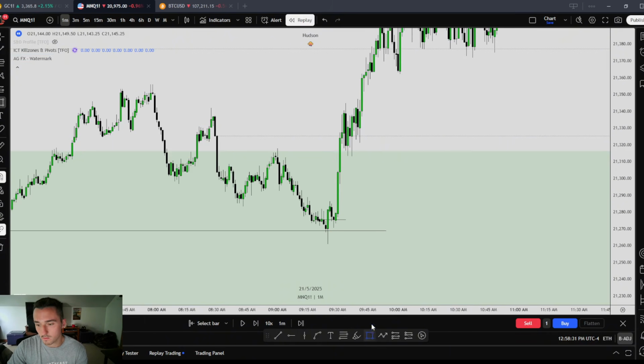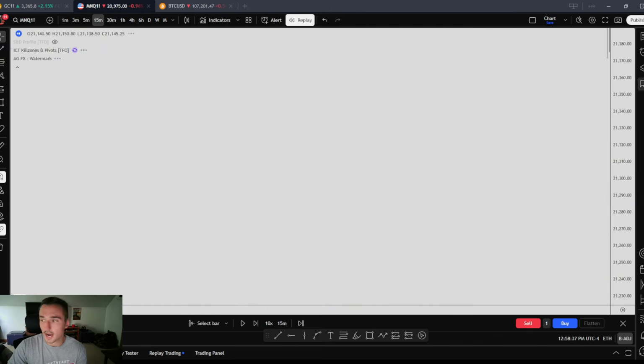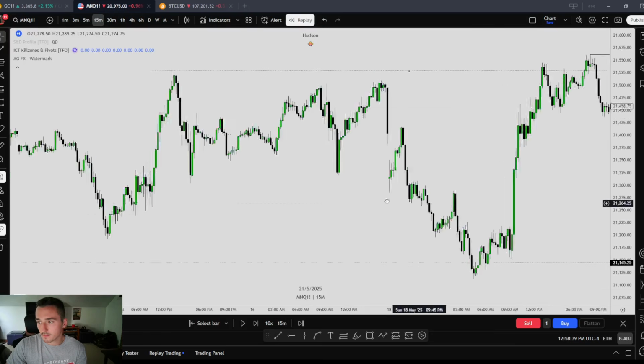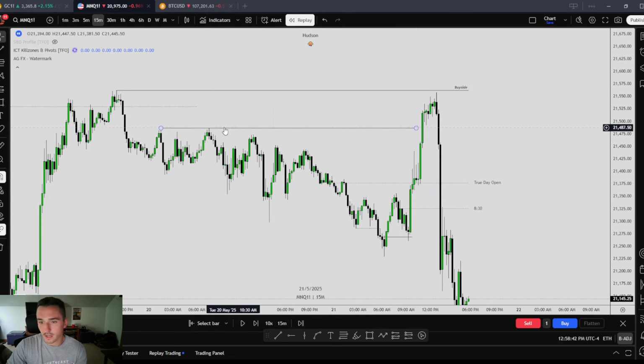Expansion higher. What's here? A fair value gap that what? Broke above a high. Boom, expansion higher, right? Then we run these equal highs, and we actually create equal highs up here, so that's just unlucky, right? Can't do anything about that.